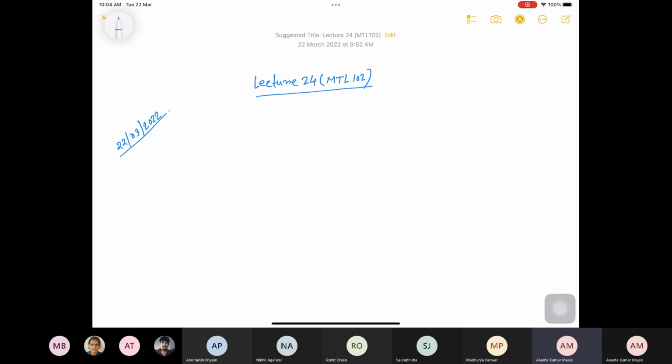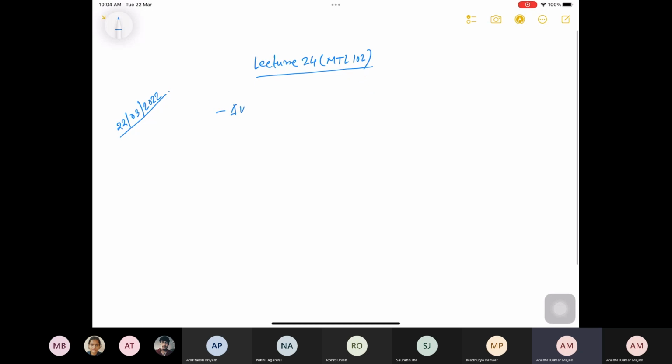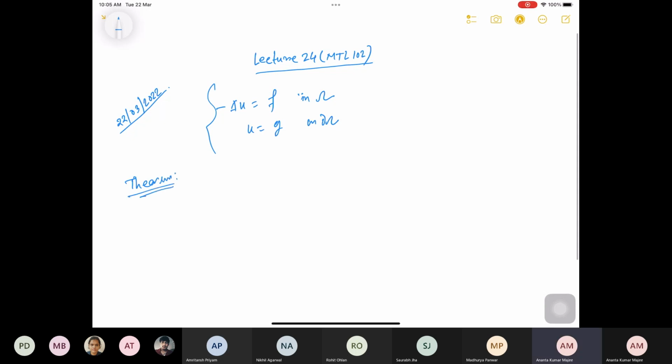Now today, our main goal is to prove the existence and uniqueness for the Poisson equation, minus Laplace of u is equal to f in omega, where omega is a bounded open domain with a smooth boundary, and u is equal to g on del omega. First we try to know whether this problem has a unique solution or not. I put it as a theorem. The existence part is a different issue that I'll mention a little, but at least you can say that if this problem has a solution, then it is unique.